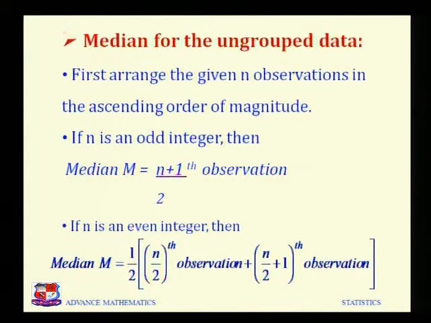If n is an odd integer, then median is equal to the (n plus 1) divided by 2 th observation. Agar hamare paas number of observations jo hai, that is an odd integer, yani ki total number of observations odd number hai, then median will be (n plus 1) divided by 2. Jo n hamare paas total number of observations hai, we will add 1 to that and divide the whole by 2, and jo observation hamare paas hogi, that will be the median.